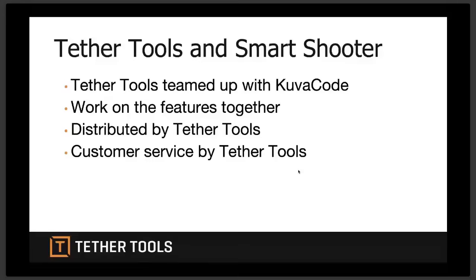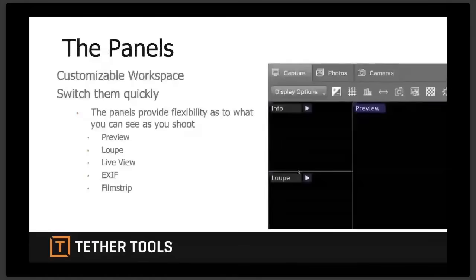So I'm going to go into a little bit of the features of Smart Shooter now, and what differentiates it. The first one I wanted to talk about was the panels, and I'll show this a little bit more in context in the next slide. But over here on the right side of the screen, you can see 3 of the panels. These panels allow you to do different kinds of functionality.